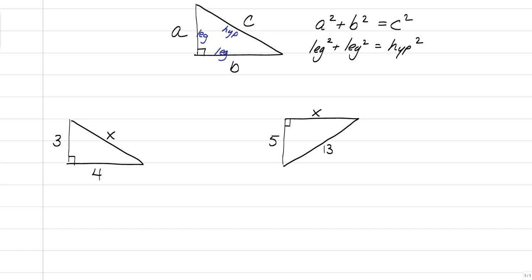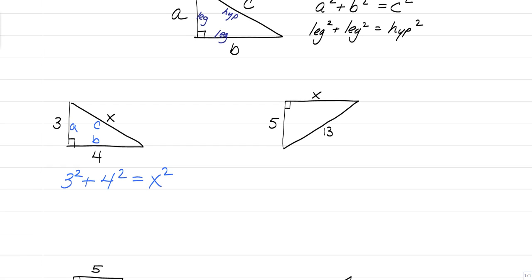So let's try a couple examples. We have x that we're looking for, and our legs have to be a and b, and you can switch those. It honestly doesn't matter. The most important thing is that your hypotenuse is c. So then we just set it up. We have 3 squared plus 4 squared equals x squared. And from there, you just move on.